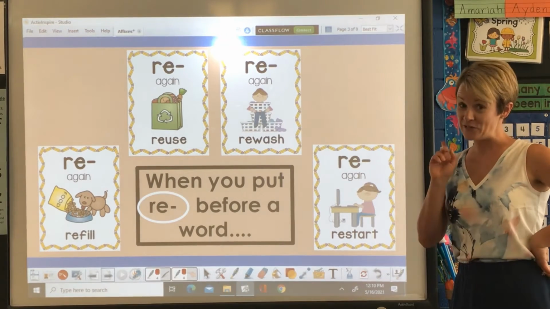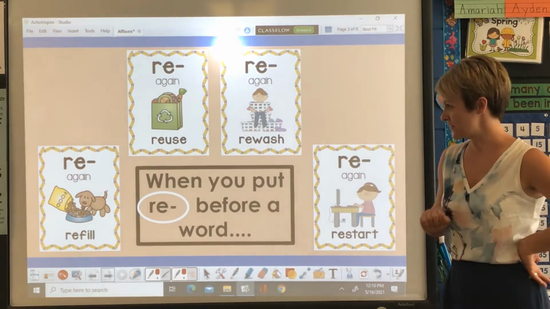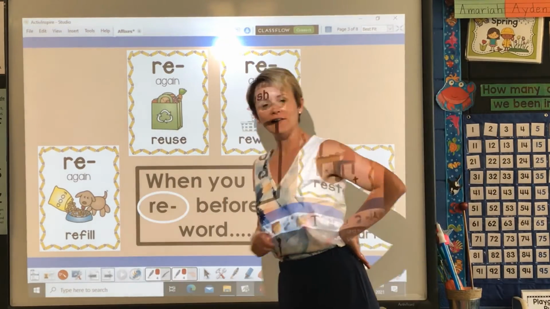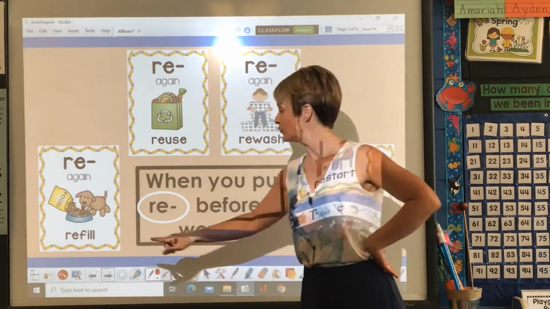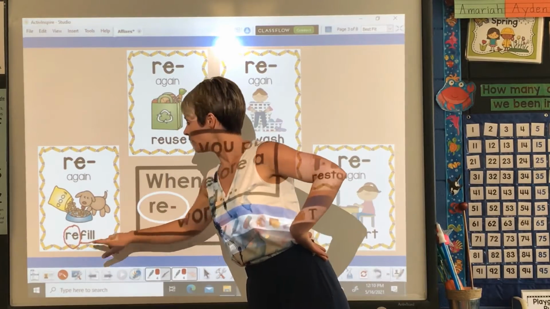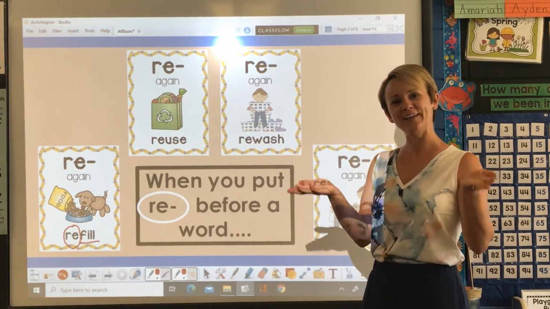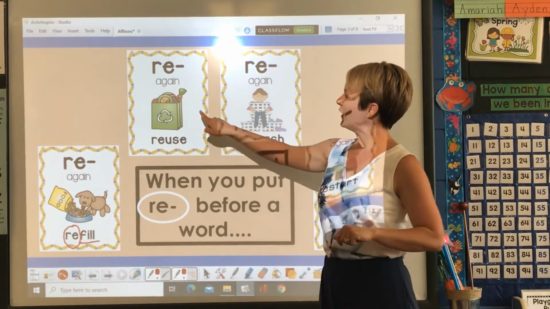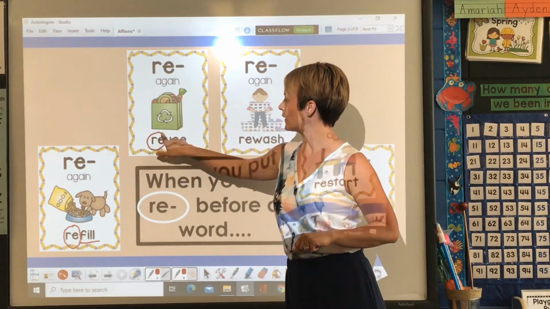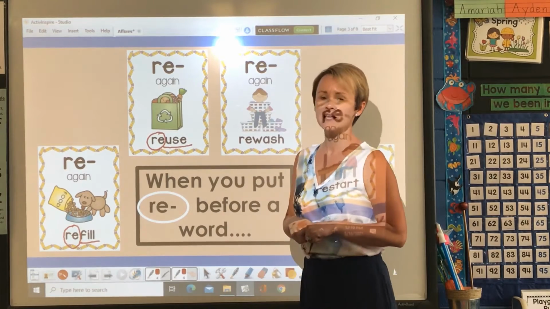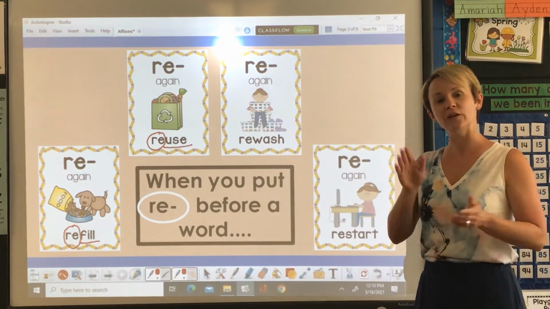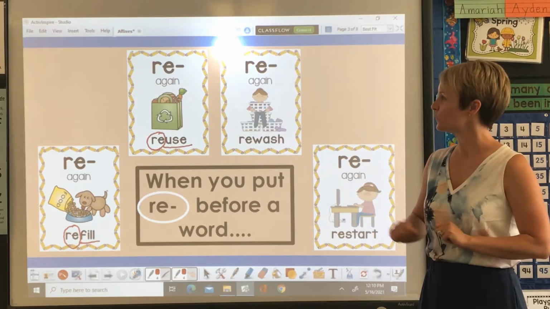Re means do it again. So, when your dog eats all his food, you have to refill his bowl. You already filled it. You've got to fill it again. When you go to the grocery, you can reuse your bags. You used it once. You can use it again.